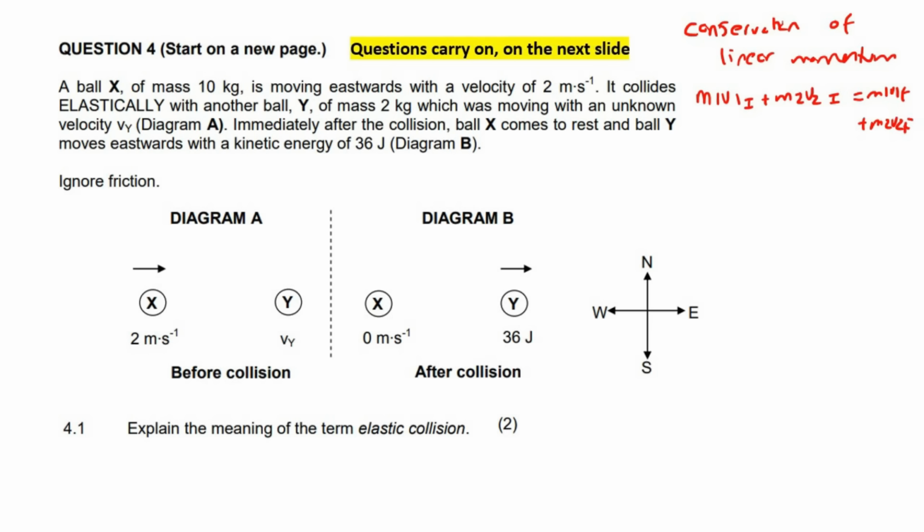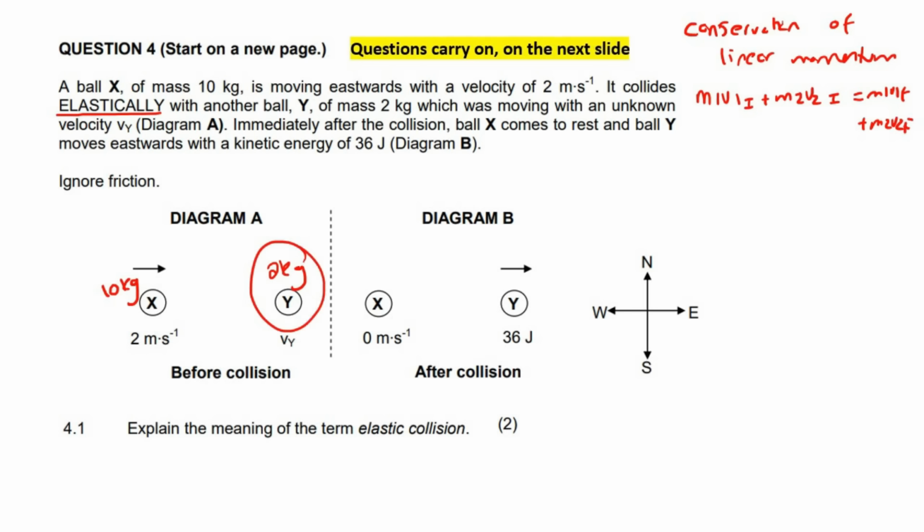So it's probably going to be something like that, but let's go on. It says that we have a ball of mass 10 kilograms. So this is a 10 kilogram ball over here, and it's moving eastwards with a velocity of 2 meters per second. It collides elastically. That's important because two objects can collide, but you can get different types of collisions. You can get elastic collisions and you can get inelastic collisions. So it collides with a ball Y of mass 2 kilograms, which was moving with an unknown velocity.